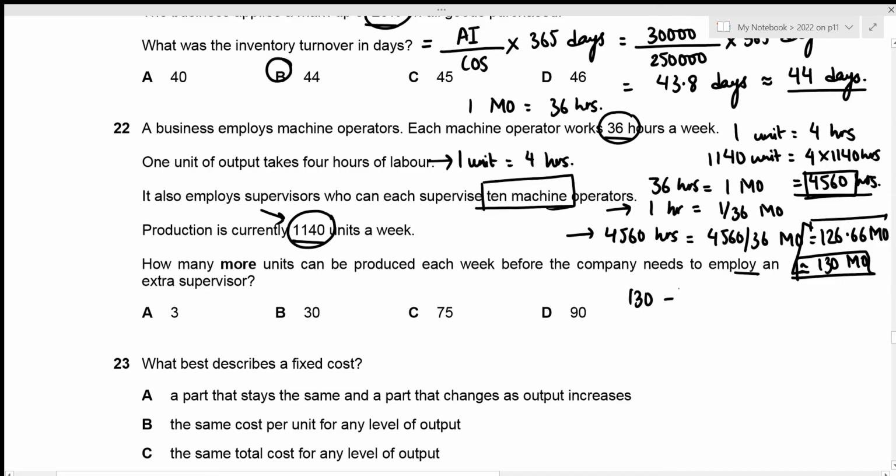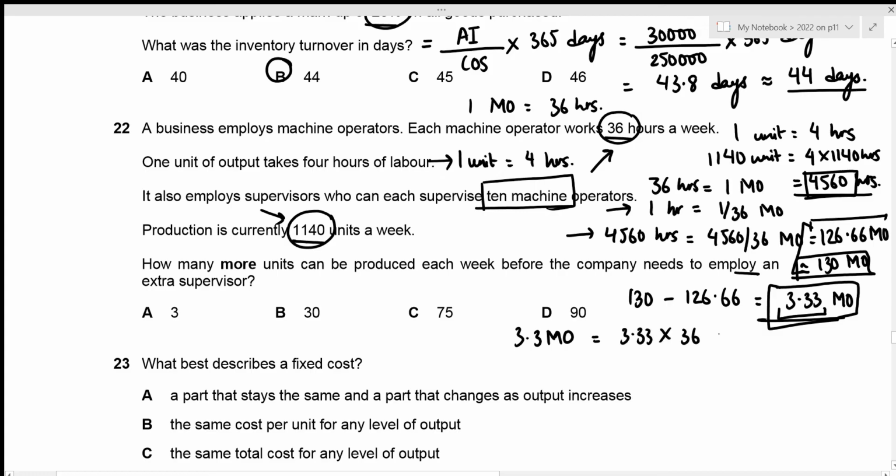So that's 130 minus 126.66, which results in 3.33. So for additional 3.33 machine operators, our current supervisor can suffice, right? So we do not need to employ an extra supervisor. Now we just need to figure out the number of units that these 3.33 machine operators can produce. So what we know is that each machine operator works 36 hours a week. So per week, 3.33 machine operators is going to work 3.33 times 36 hours, which is 119.88 hours.